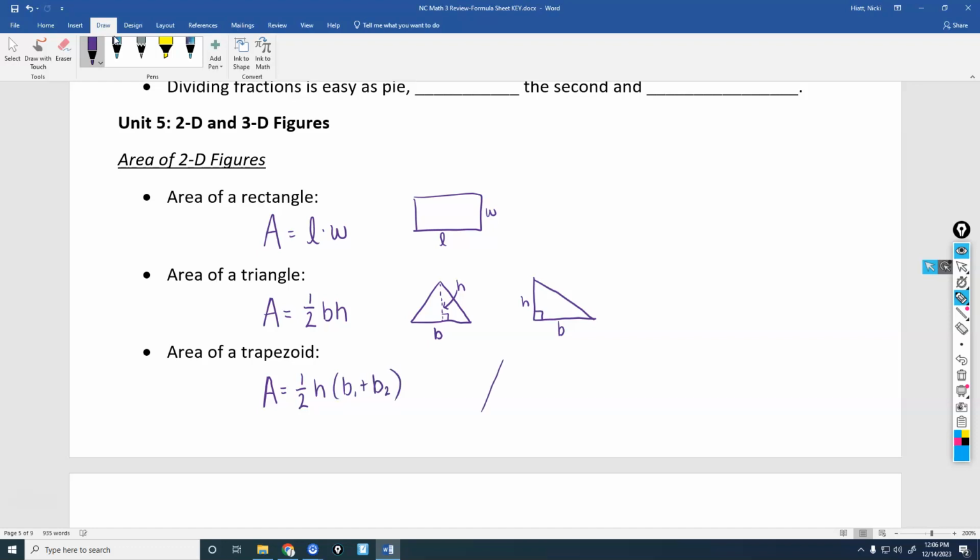So your area for a trapezoid is 1/2 height times base 1 plus base 2. And trapezoids look like this. This would be your height. This would be base 1. This would be base 2.